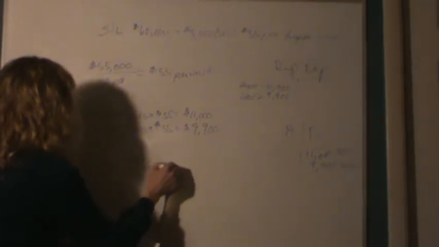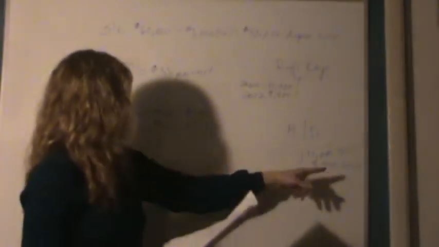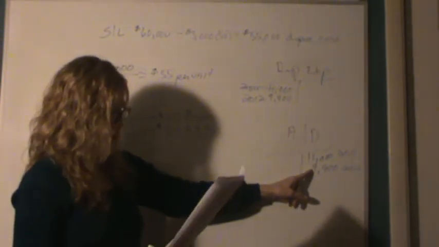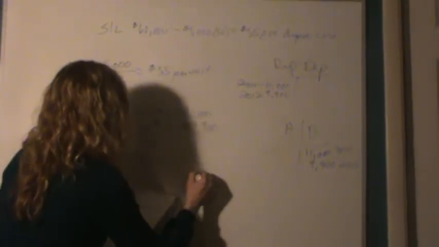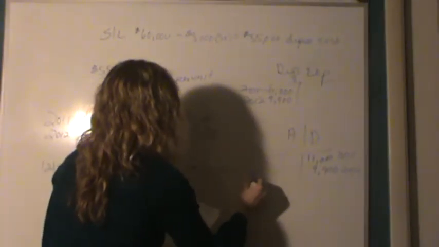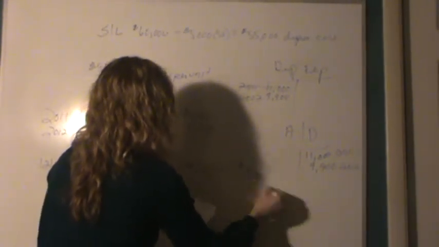Next, we need to determine our book value as of 12/31/2012. To do that, we take our total value, which is 60,000, and subtract our accumulated depreciation. Our accumulated depreciation as of the end of 2012 is $11,000 plus $9,900, a total of $20,900. So our book value is $39,100 at the end of 2012.